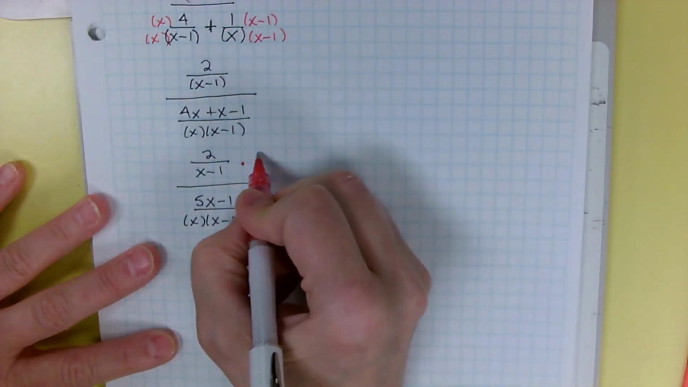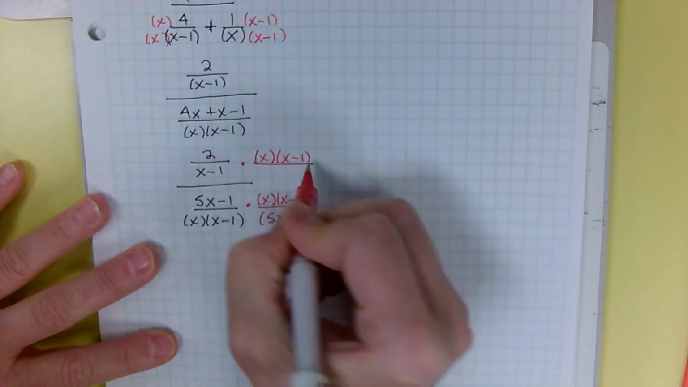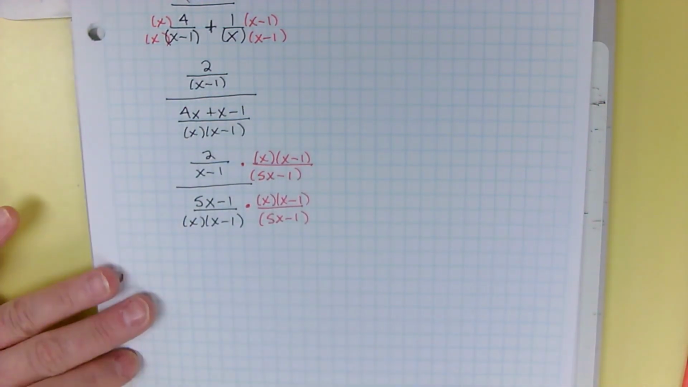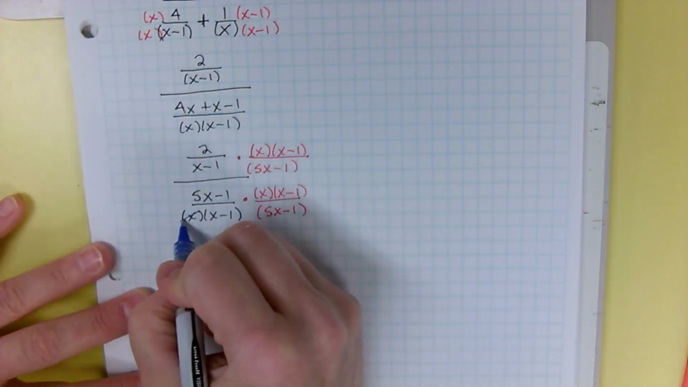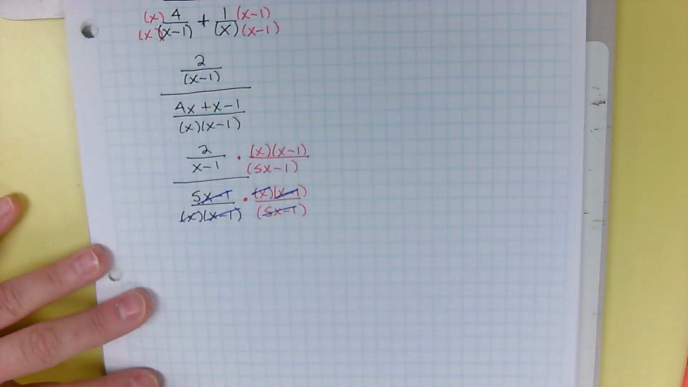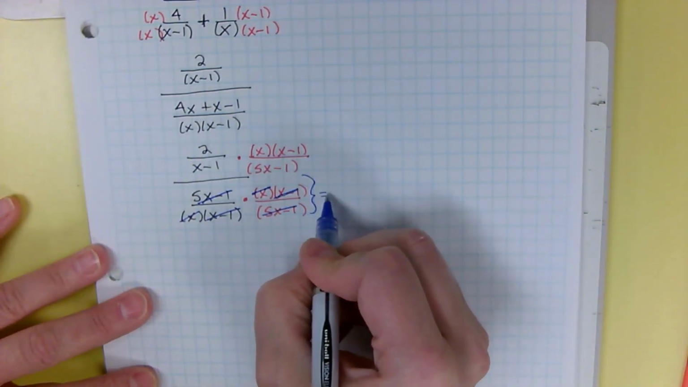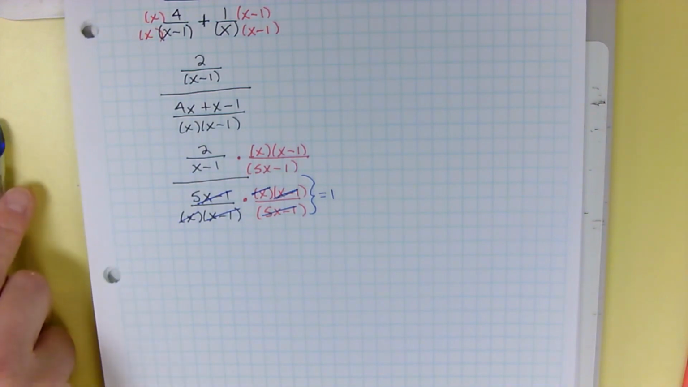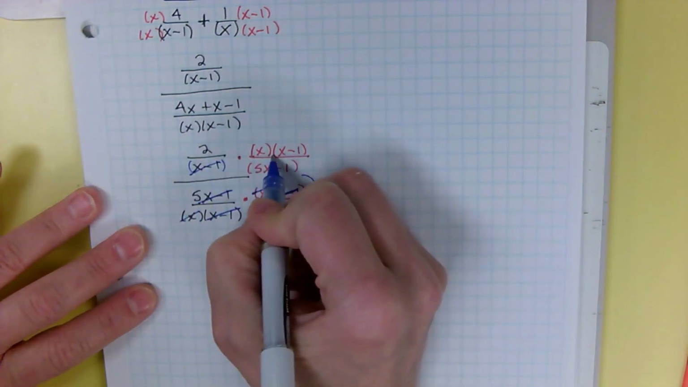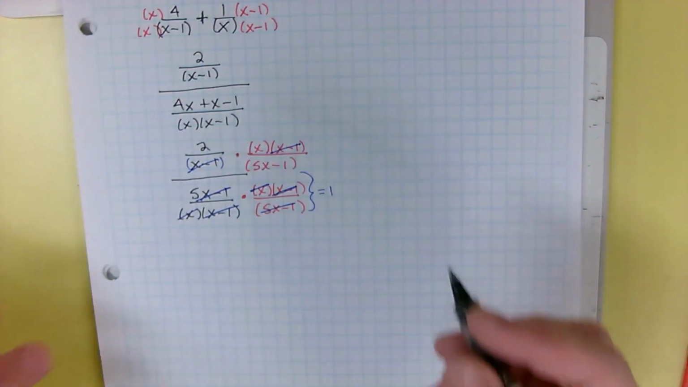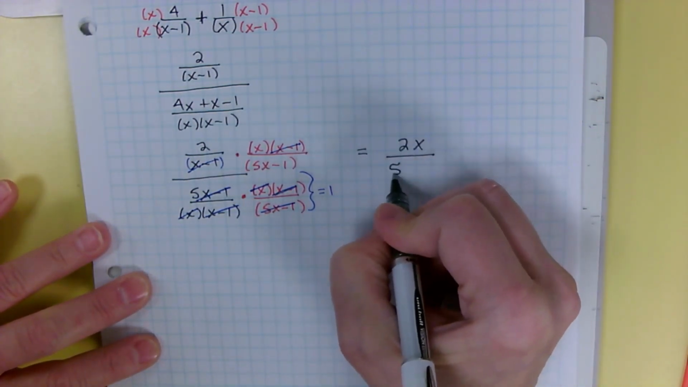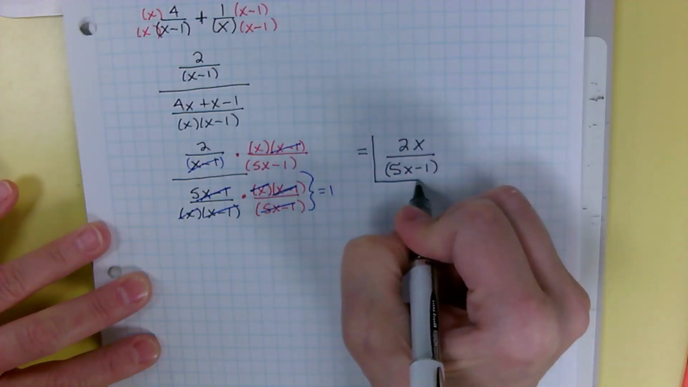Multiply the top by the same thing, x, x minus 1 over 5x minus 1. On the bottom, x's divide out, x minus 1's divide out, 5x minus 1's divide out. The entire bottom is now equal to 1. We can disregard it. On the top, I have an x minus 1 factor, top and bottom, that will get canceled out. And so we end up with 2x over 5x minus 1.